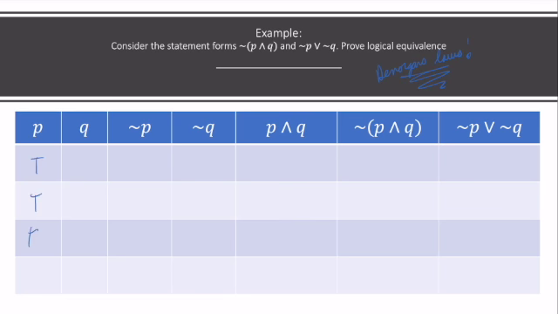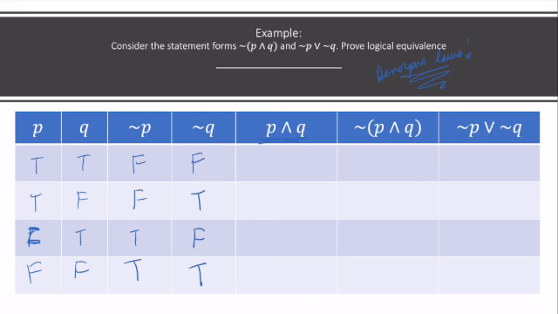True, true, false, false, because there are 4 possible outcomes. Half of them have to be true, half of them have to be false. True, false, true, false. That way I get all possible combinations of true and false for P and Q. I look at not P, which is going to be false, false, true, true, and not Q, which is false, true, false, true.